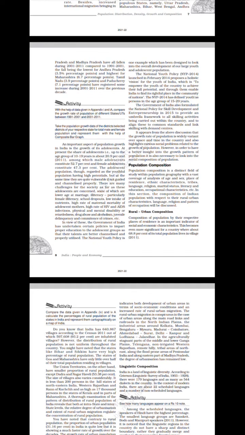Activity. With the help of data given in Appendix 1 and 1A, compare the growth rate of population of different states and UTs between 1991 to 2001 and 2001 to 2011. Take the population growth data of the selected districts of your respective state for total male and female population and represent them with the help of a composite bar graph.